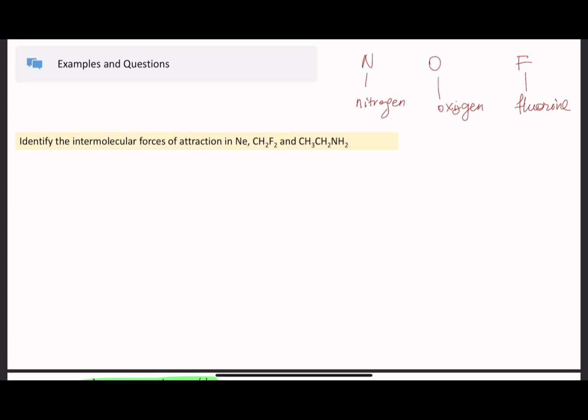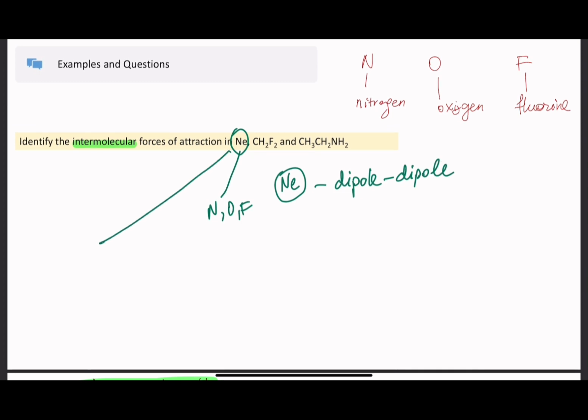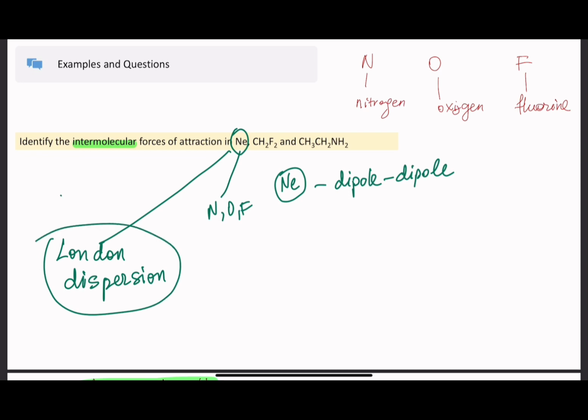Okay, now we have elements and compounds given to us, and we're going to discuss which kind of intermolecular forces they have. So neon: we know that there is no nitrogen, oxygen, or fluorine, so we don't have any hydrogen bonding on this one. We know that neon is only made out of neon, so we don't even have dipole-dipole. But we have London dispersion force, because London dispersion happens to everyone.